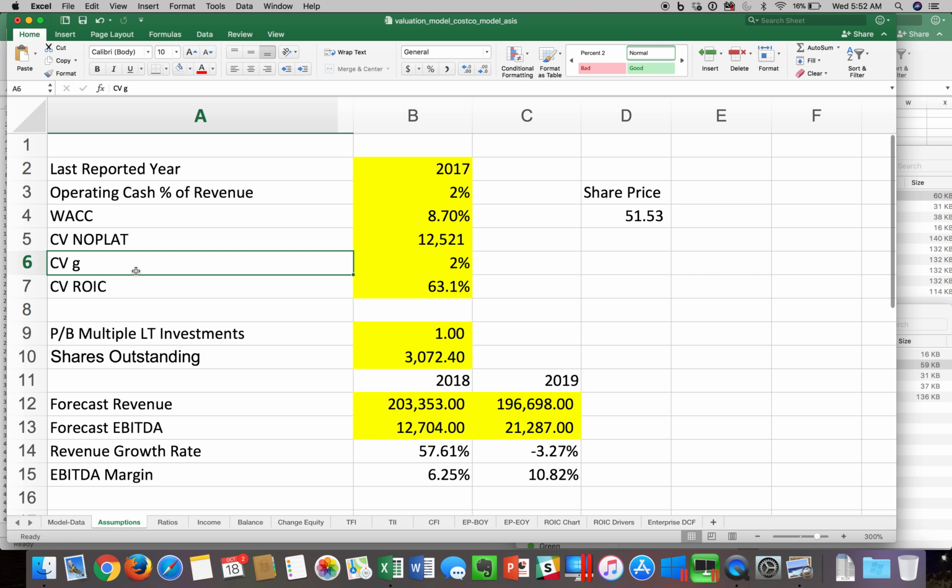Good luck. And this is now the model we're going to continue using and refining, but nonetheless, the basic model to do an enterprise DCF, tied to Bloomberg, which is reusable for just about any manufacturing or service company. Good luck.